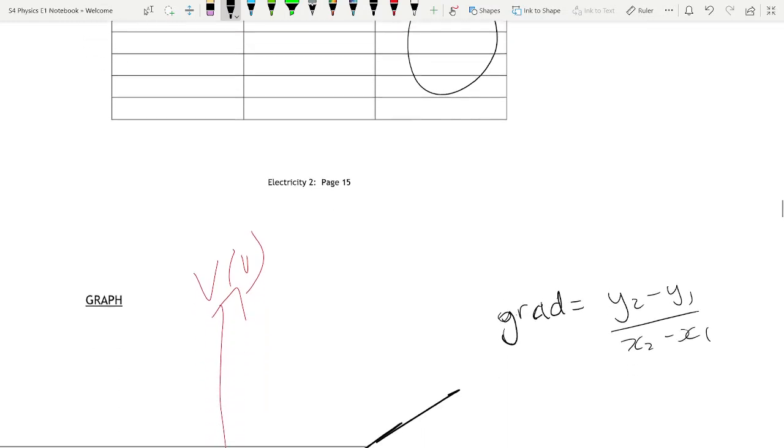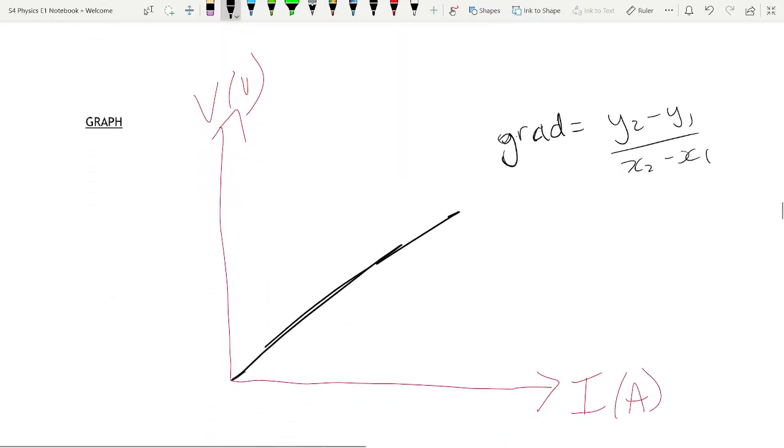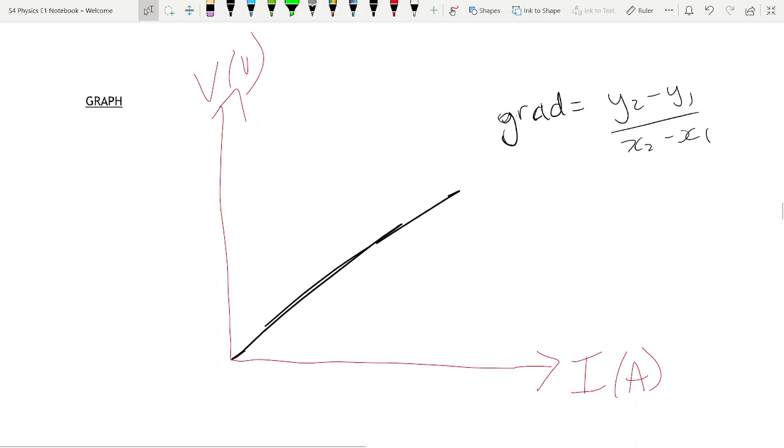Okay. So when you ended up plotting your graph, what you should have got was a straight line through the origin, if you did your scales properly and didn't miss out a bit of the scale. Or more or less a straight line through the origin. So that means we've got a graph which is a straight line through the origin.